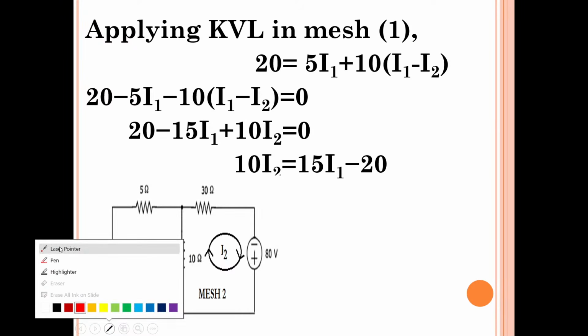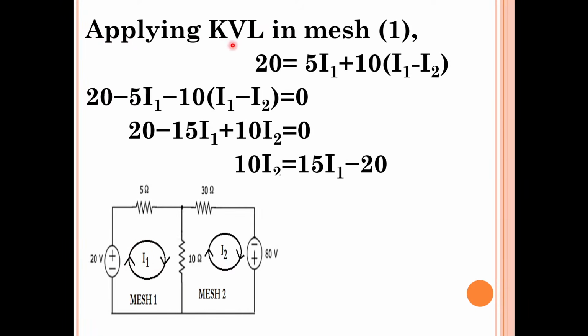Now here, we want to apply KVL in mesh 1. So this is our mesh 1. In this mesh, let us see what elements are there. There is a source of 20 volts. There is a resistor of 5 ohms. And there is another resistor of 10 ohms in this mesh. Total 3 elements: one source, one 5 ohms resistor, and one 10 ohms resistor.